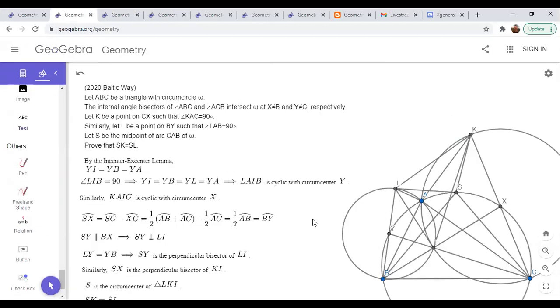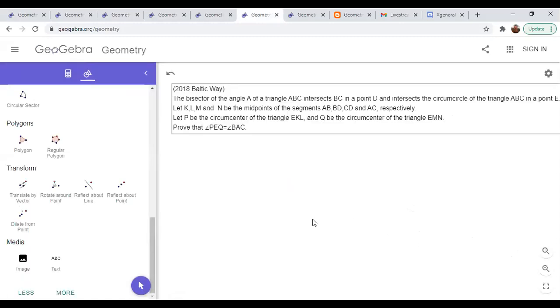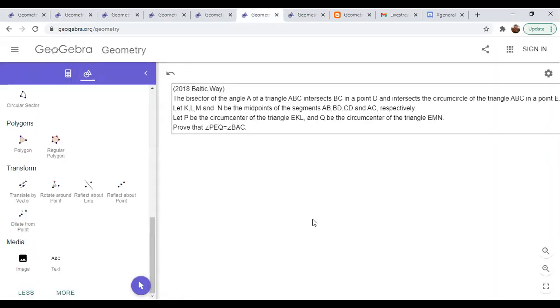Let's see, these have all been 2020 so far, I think. Sometimes a problem disappears, but I have ones from 2018 and 2015, so I guess I'll start on those.